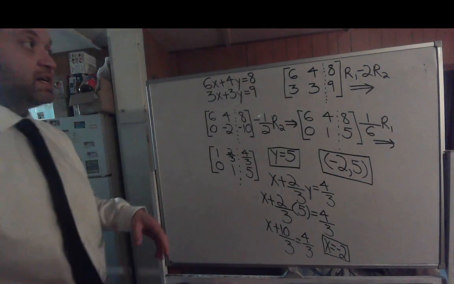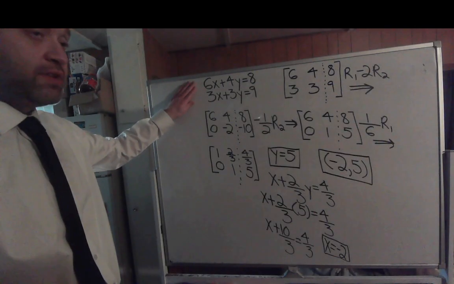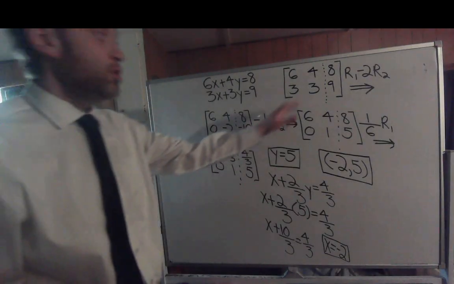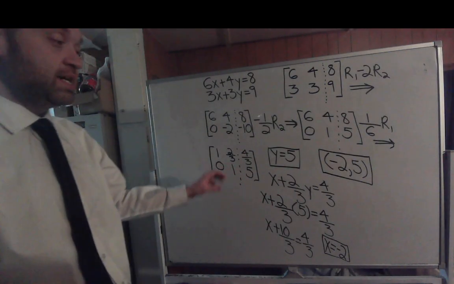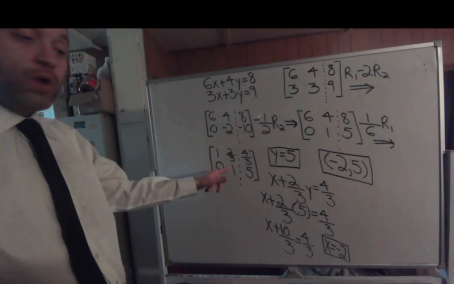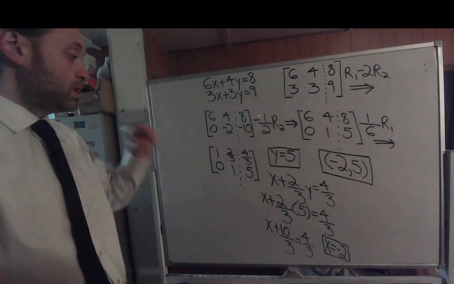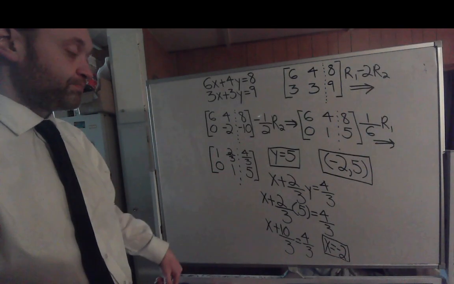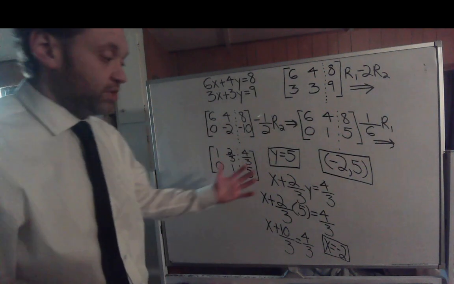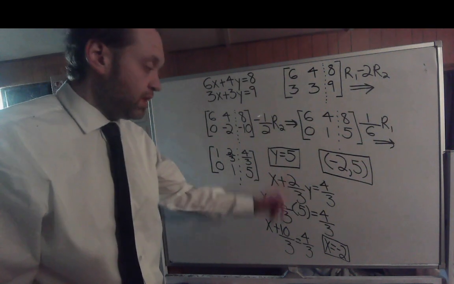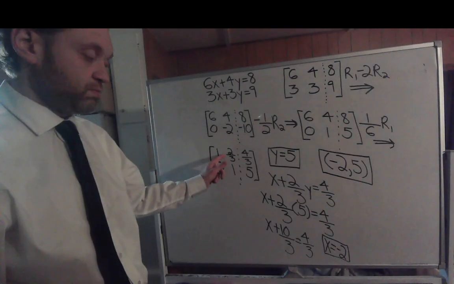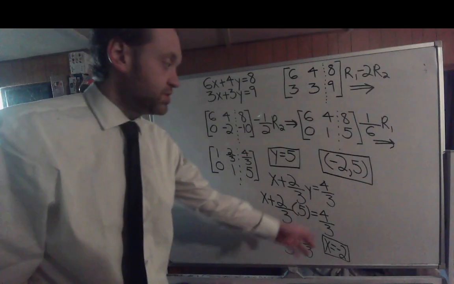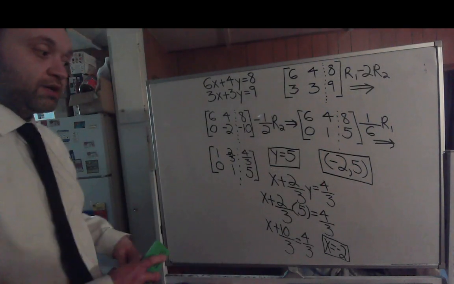So what we've done is we converted our system of equations into an augmented matrix. We did some elementary row operations to get this matrix into row echelon form, which means you have a leading 1 in both rows. And then we used back substitution when we found the y value, put it into the first equation, and we found our ordered pair that's going to be our solution set.